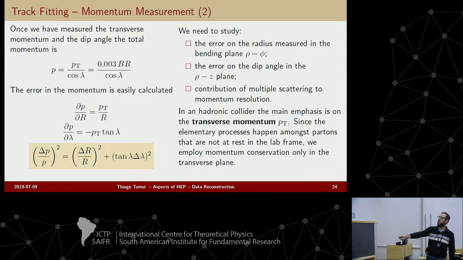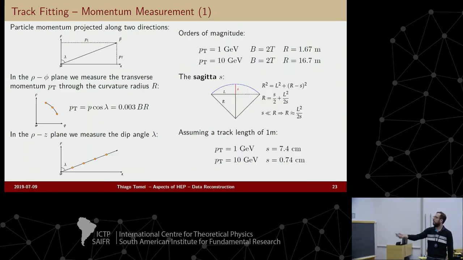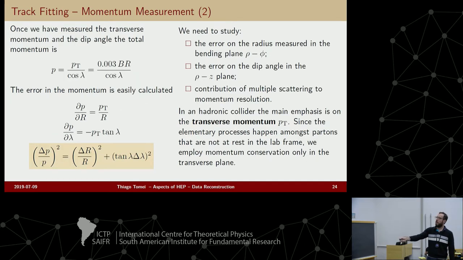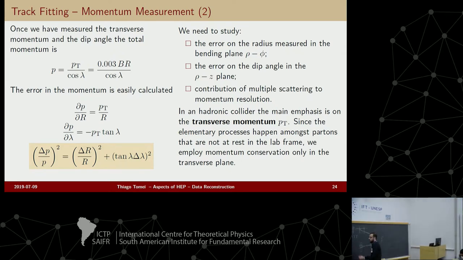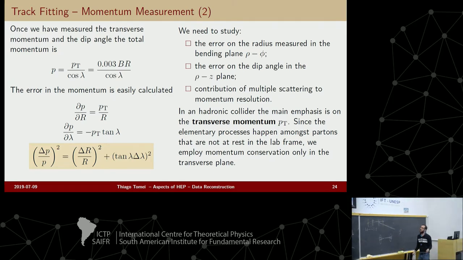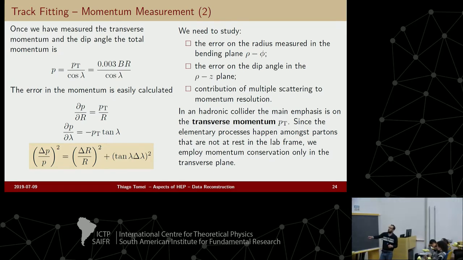But the error in the radius of gyration, and therefore in the sagitta, is the thing that drives the error in the momentum. Usually, we don't need to think about the whole momentum itself, just about the transverse momentum, because as I told you, the elementary processes happen among partons that are not at rest in the lab frame. You don't know the longitudinal momentum of the original parton, so you don't really care much. But for the transverse momentum, it's fundamental.